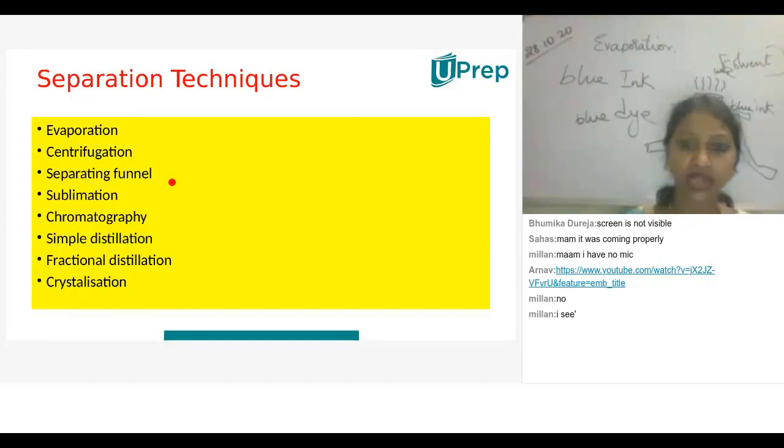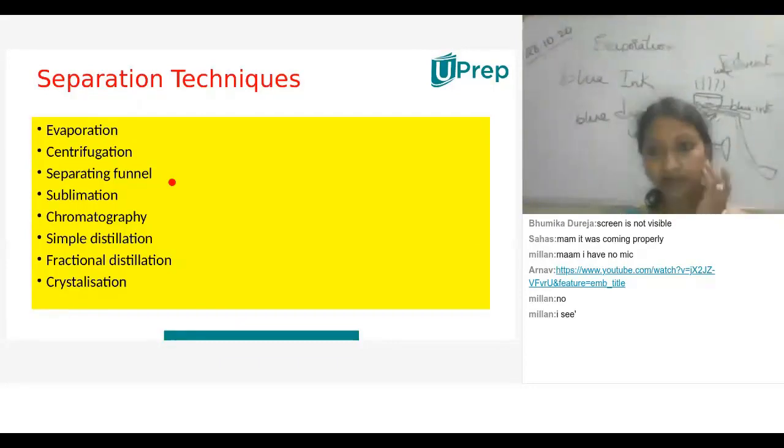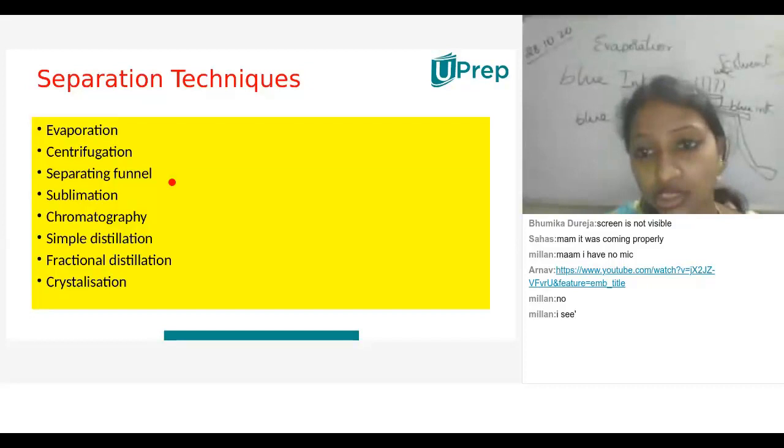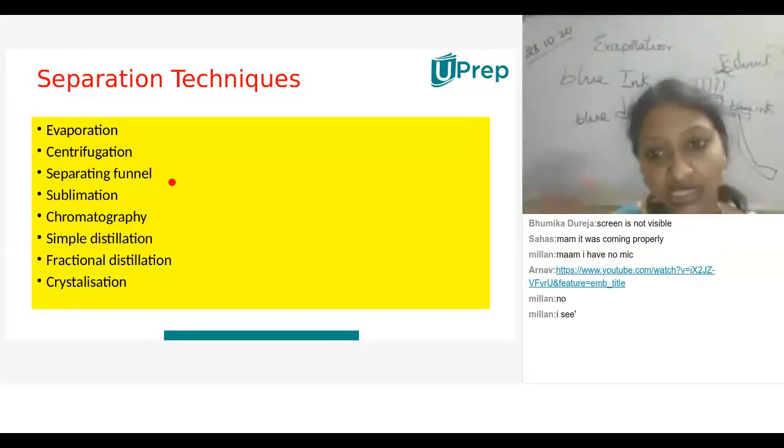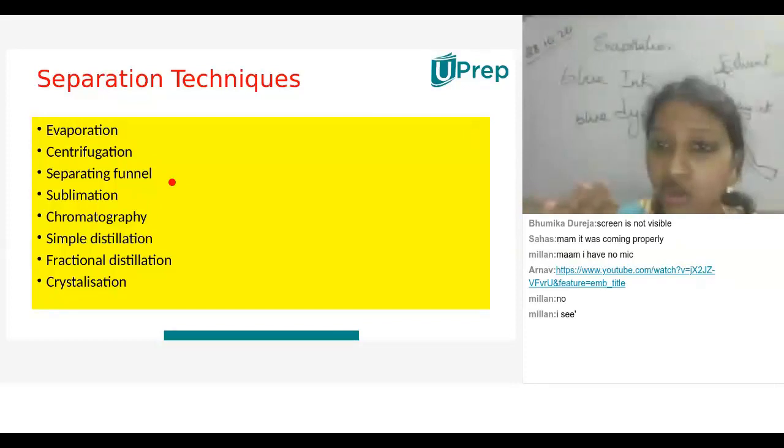Yes, ma'am. So next, centrifugation. What is the next separation technique? Centrifugation. What do you mean by centrifugation, children? Centrifugation is when we go with a colloidal solution. The solute particles in colloidal solutions are very small, so they can't be separated by filter paper. So we can't use the filtration process with a colloidal solution. In that case, we can go with the centrifugation process.